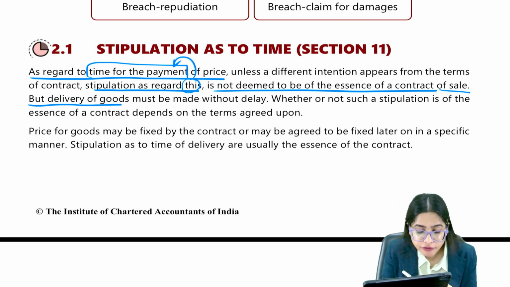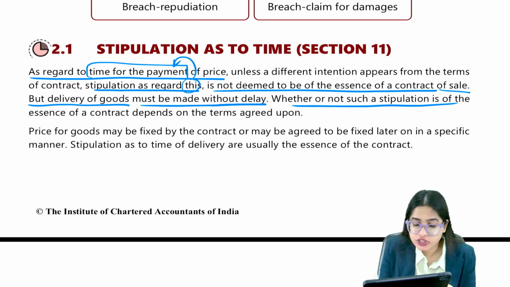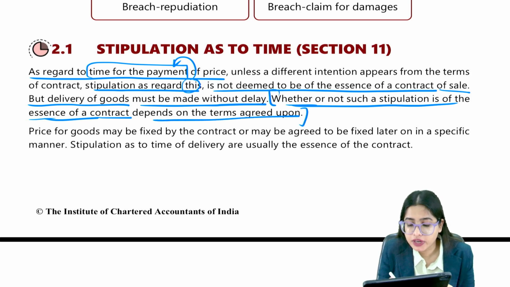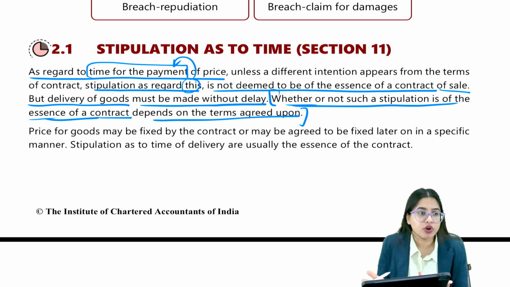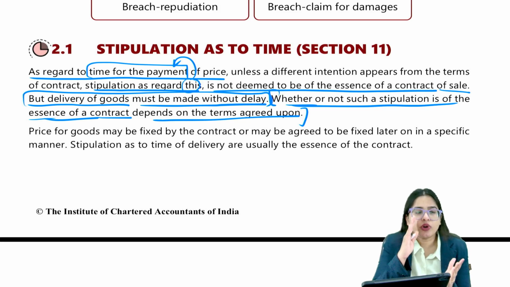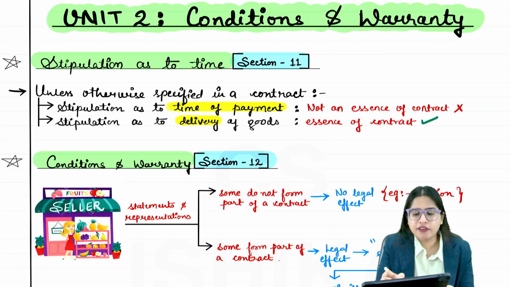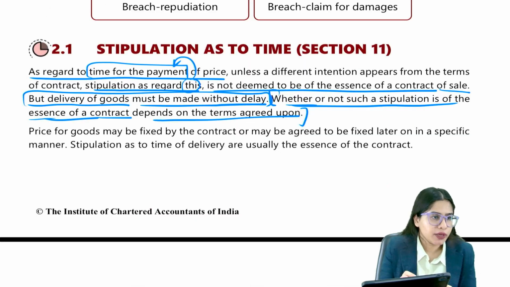But delivery of the goods must be made without any delay. Whether or not such a stipulation is of the essence of the contract depends on the terms of the agreement. So whether it is the essence of the contract or not depends upon the terms and agreements of the contract, but delivery should be made on time. So delivery is the essence of the contract. So in summary, we can derive that time for payment is not the essence, but time for delivery is the essence of the contract.